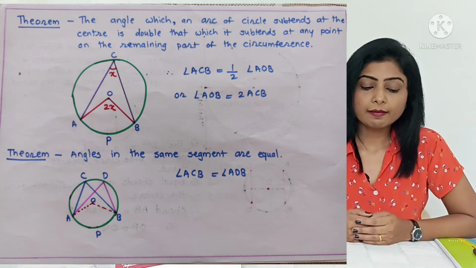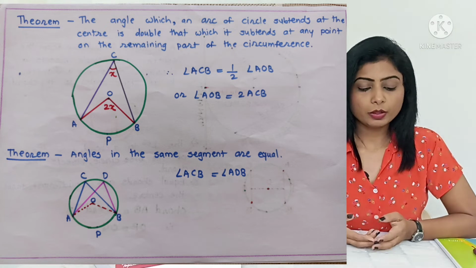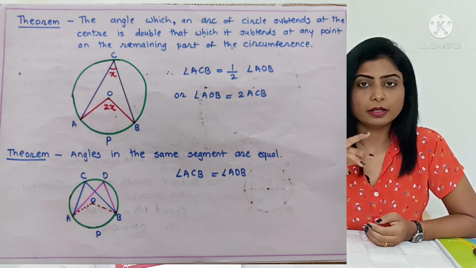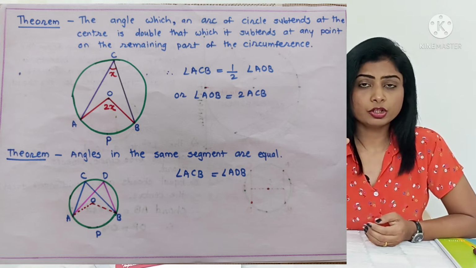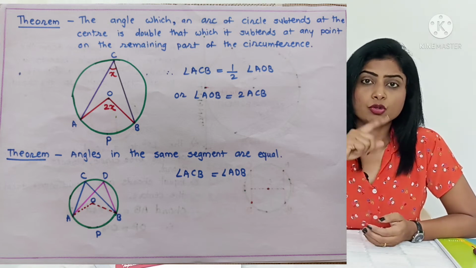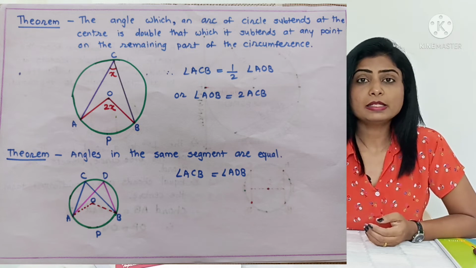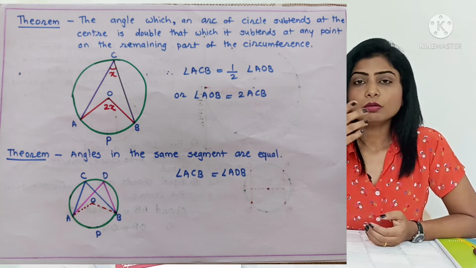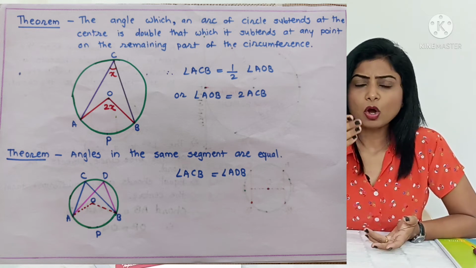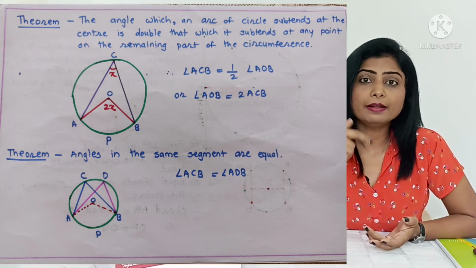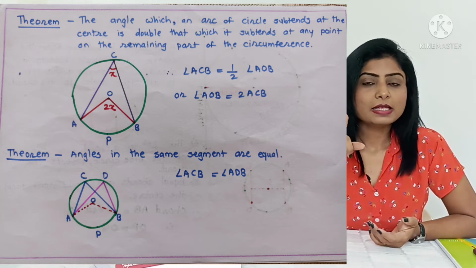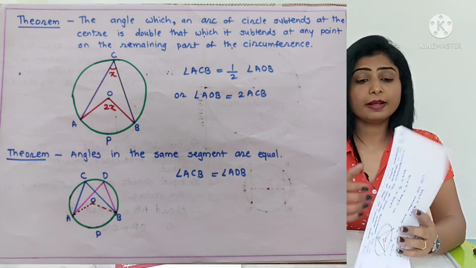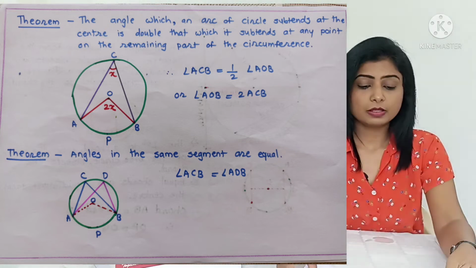Now the next theorem is angles in the same segment are equal. Okay, now angle AOB is dividing the circle into two segments. The upper one is the major segment and the lower one is the minor segment. So the upper part is having angle ACB and angle ADB. So both the angles are in the same segment, or both the angles are subtended by the same arc APB. So these angles are equal. So angle ACB is equal to angle ADB. In many examples we have to use that thing.